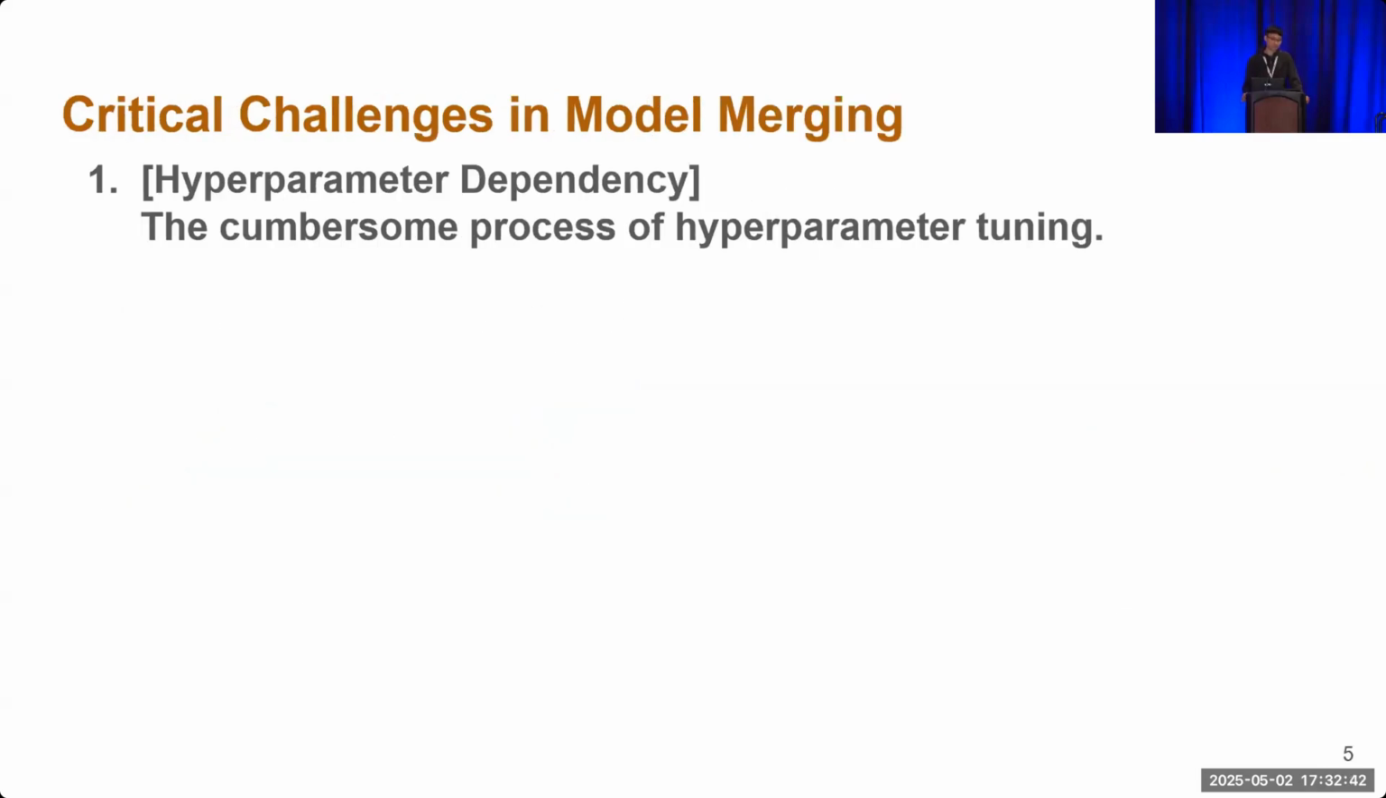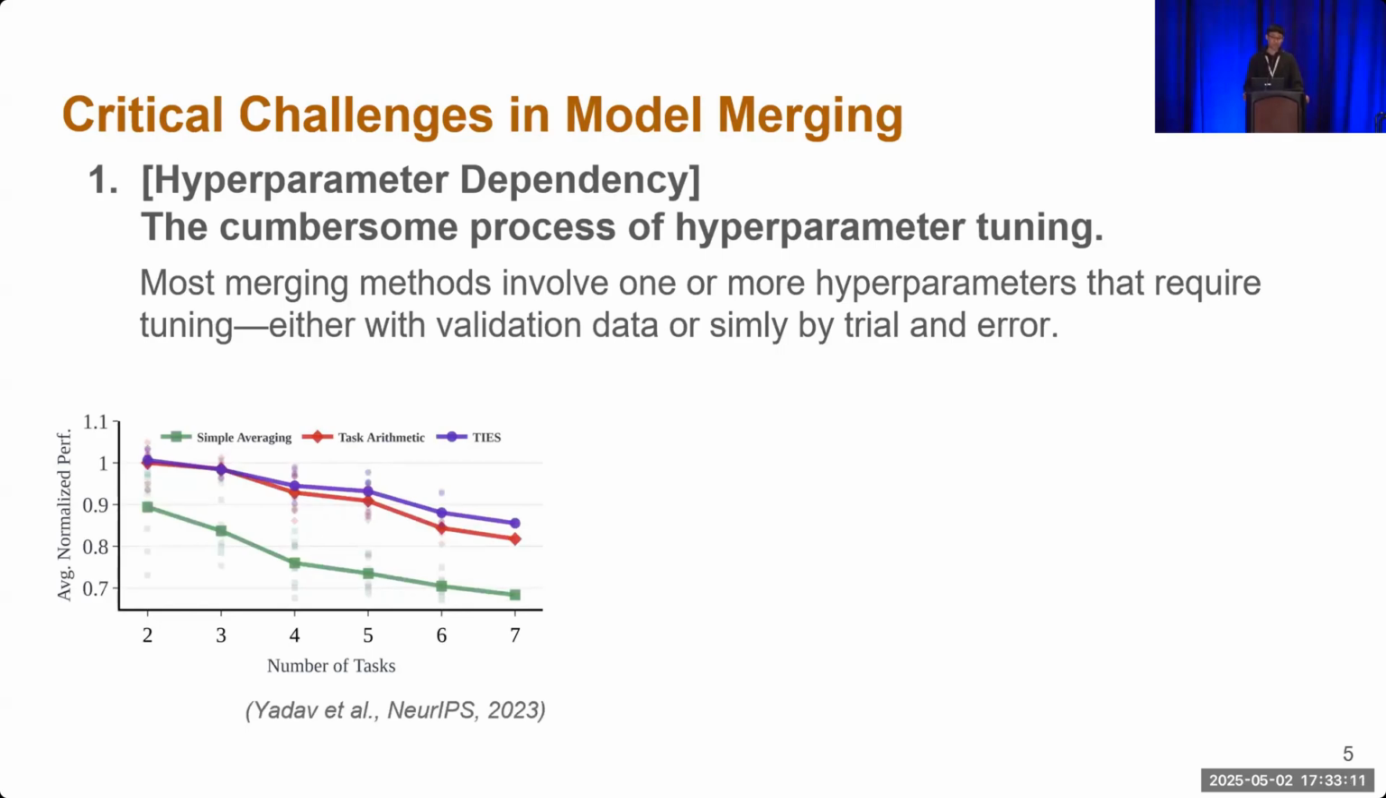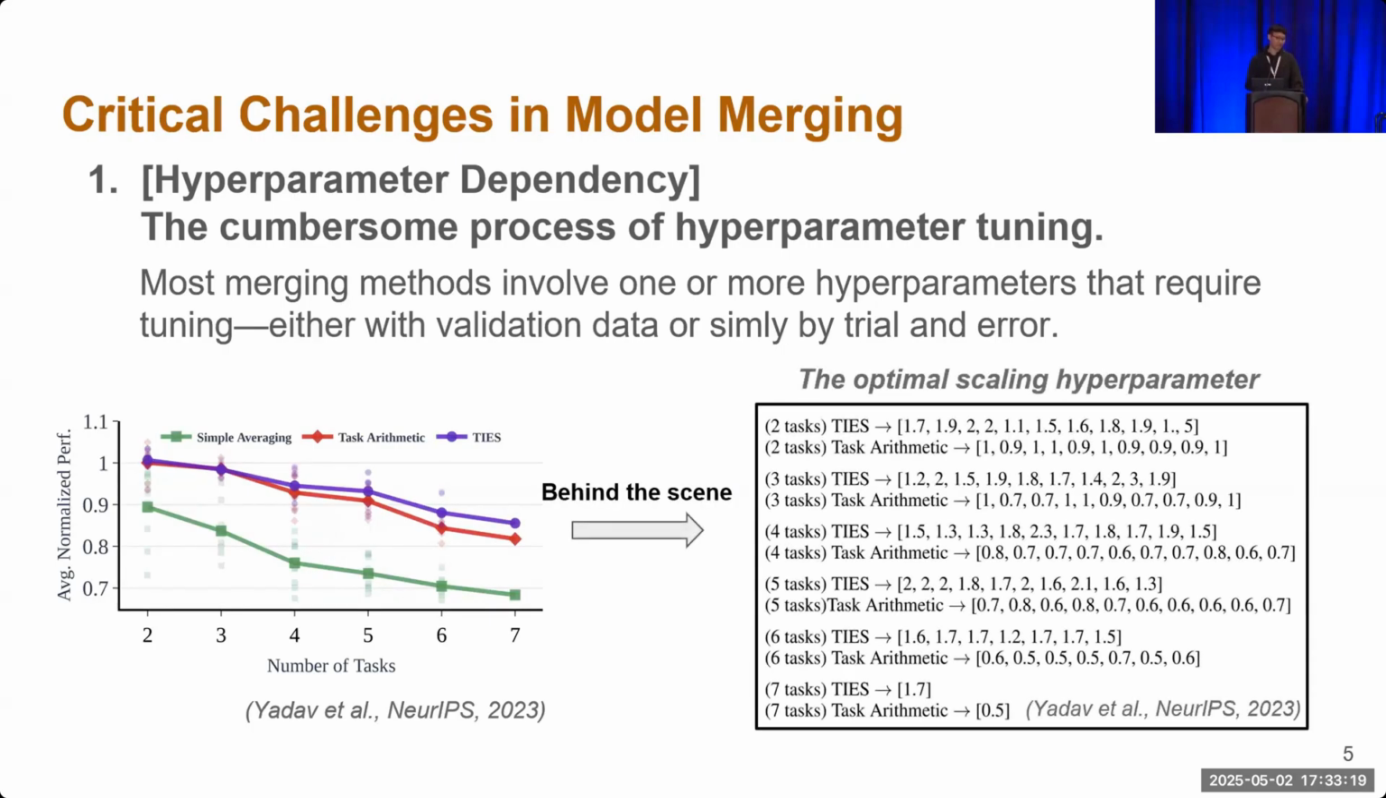After going through the basics of model merging, let's discuss three key challenges we identify and aim at solving in this paper. The first one is the cumbersome process of hyperparameter tuning, which we call hyperparameter dependency. Since most merging methods involve one or multiple hyperparameters, users are required to tune them either with validation data or simply by trial and error. To give an example, here are the merging results reported by TIES in their paper. But if we look behind the scenes, into their appendix, we can find that the optimal hyperparameter behind this figure actually varies significantly, depending on both the model combinations and the number of models being merged. So this is the first challenge we identified.